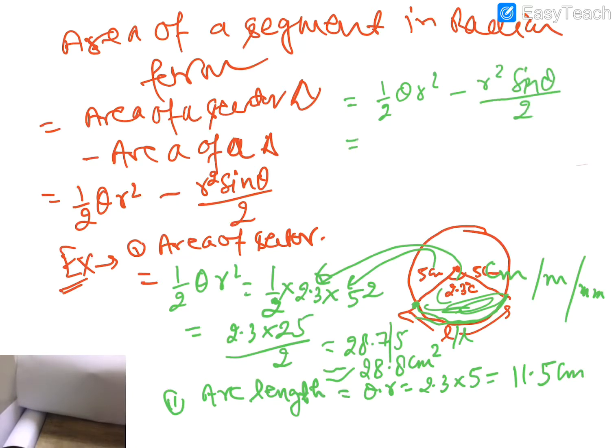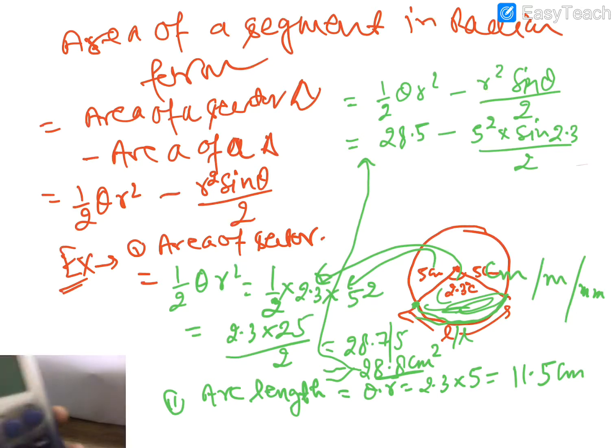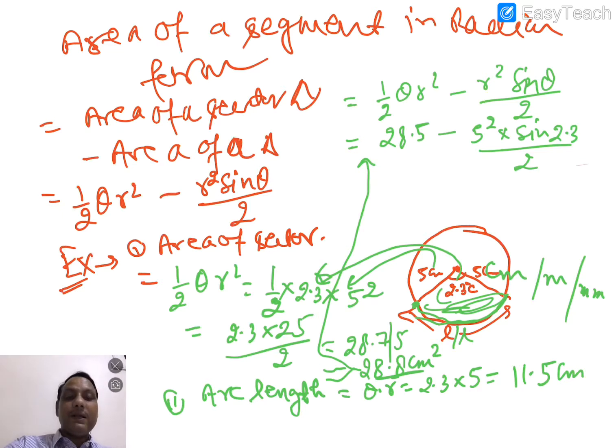So area, like we already calculated, would be how much? 28.5. So I'm going to use 28.5 here, minus r squared, which means we have to write 5 squared times sine of 2.3 radians, and the whole thing divided by 2. So for this calculation I'm changing my calculator to radian mode. I already changed it, you all can see here.